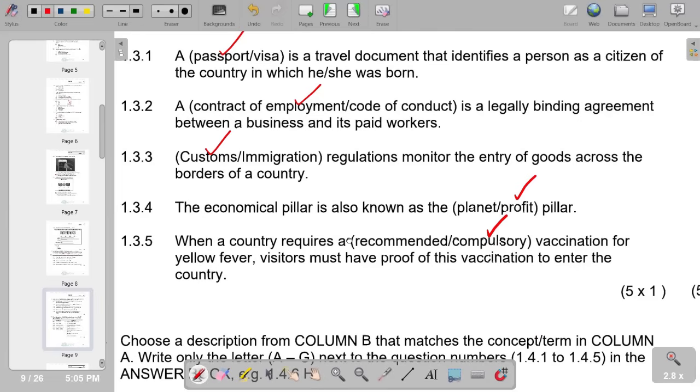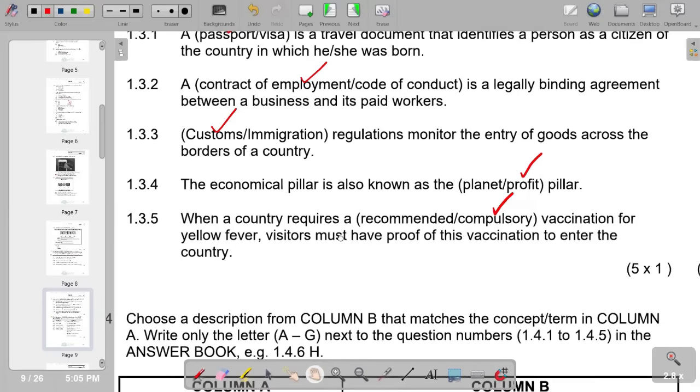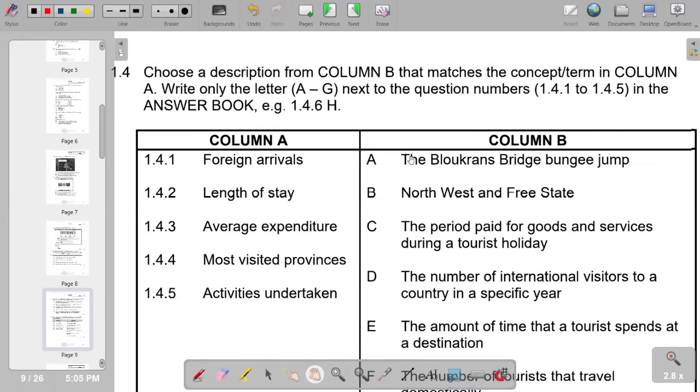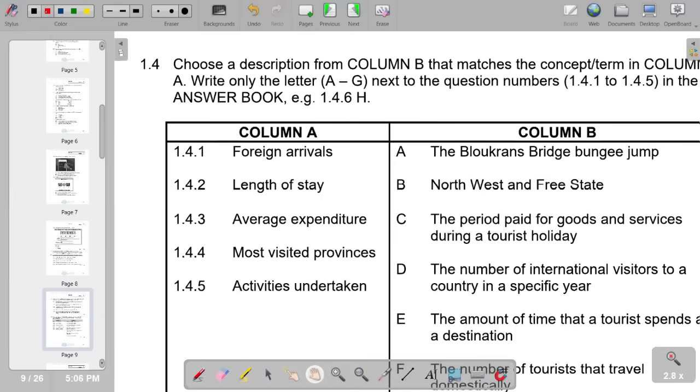Then moving on to 1.4, we have to choose a description from column B that matches the concept in column A, foreign arrivals. So according to our column B, we check which one matches foreign arrivals. If you go to D, the number of international visitors to a country in a specific year is the most appropriate, which we have for D.